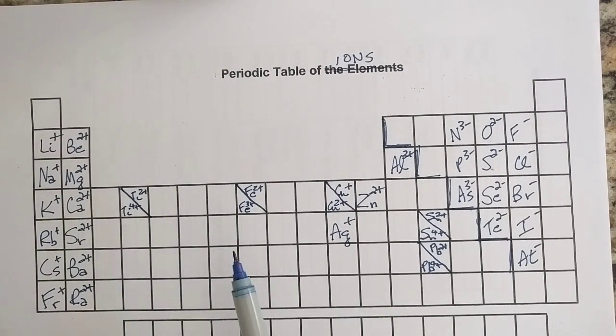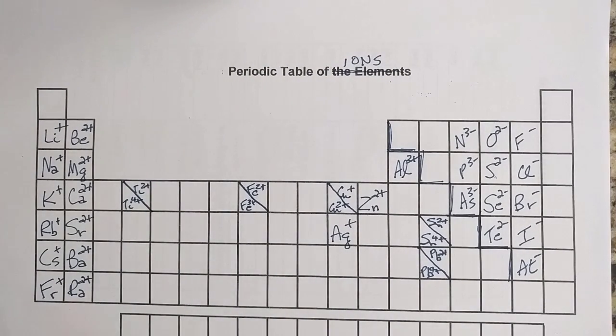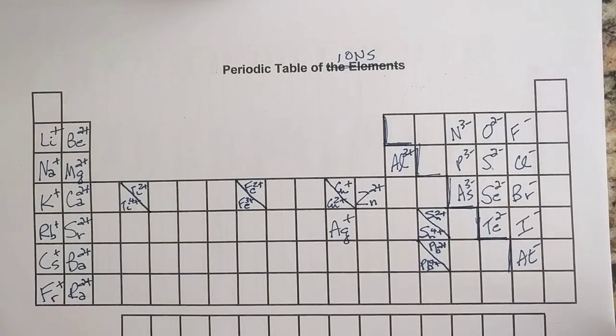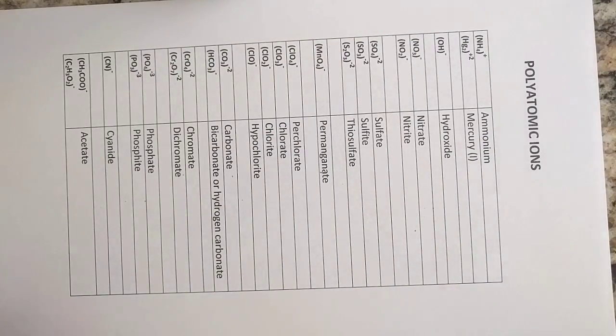How are we going to know which ion it is? Well, tomorrow we'll learn how to find that out. We'll either be able to figure it out from the name of the compound or from the formula of the compound. Okay, so you want to hold on to this. You'll be using this a lot when we do our naming of ionic compounds.